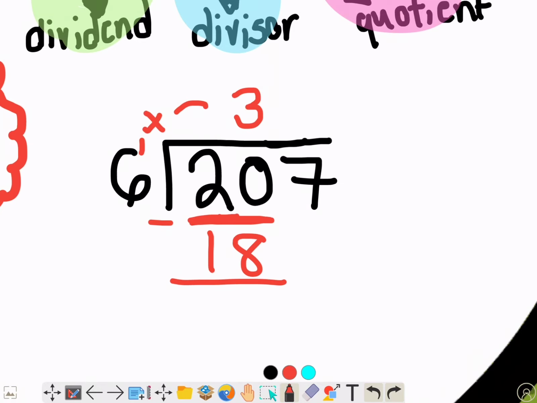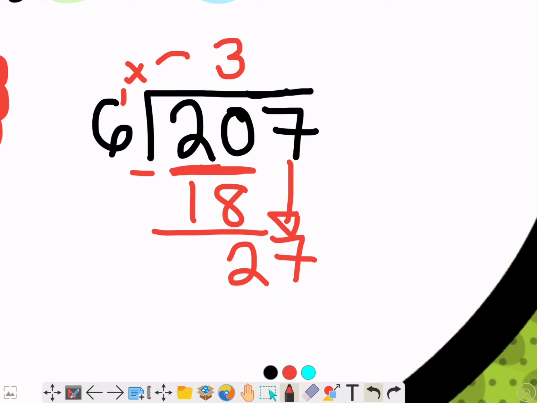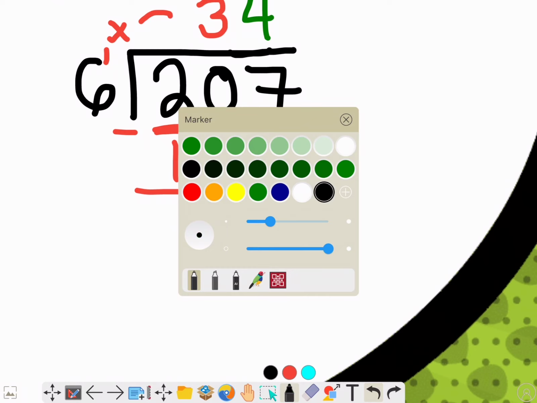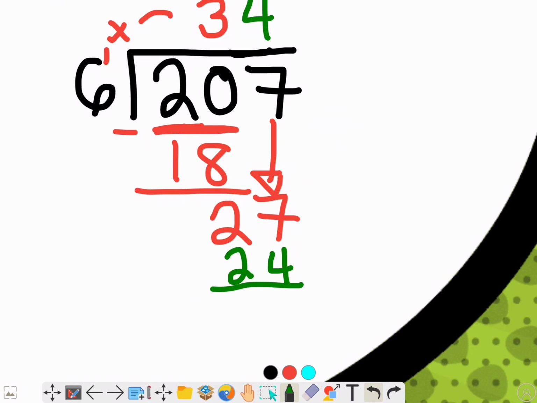And then I subtract. What is 20 minus 18? That is 2. And I bring down the next number. And I'm asking myself now, I'll do it in a different color, green, how many times can 6 go into 27? If I skip count by 6: 6, 12, 18, 24, 30, it can go in there 4 times without going over. 4 times 6 is 24. And then 27 minus 24 is 3.